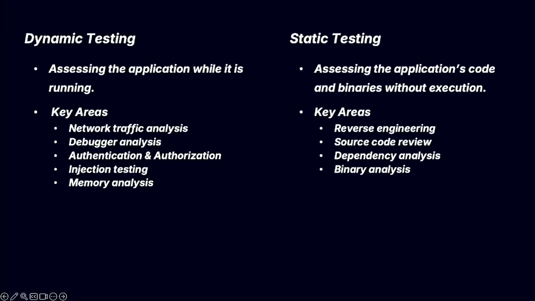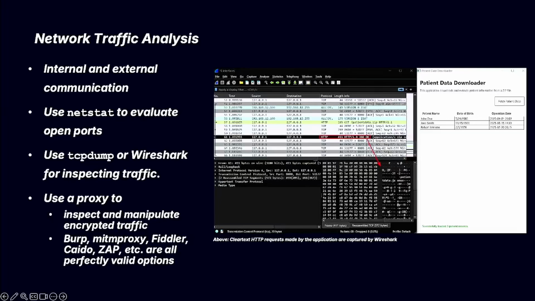As for static testing, that's when we're going to be examining what we actually have on disk. So while we might see certain activities with dynamic testing, it's only when we go in and actually try to do some static reverse engineering or source code review that we might find hidden functionality that wasn't immediately obvious. This step will also involve some sort of dependency analysis and binary analysis as well.